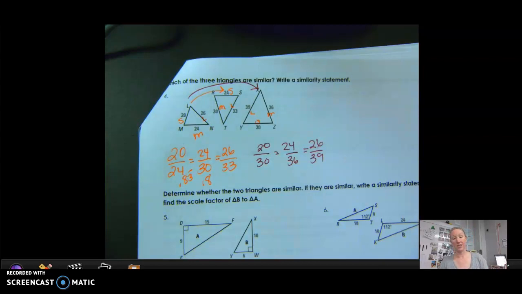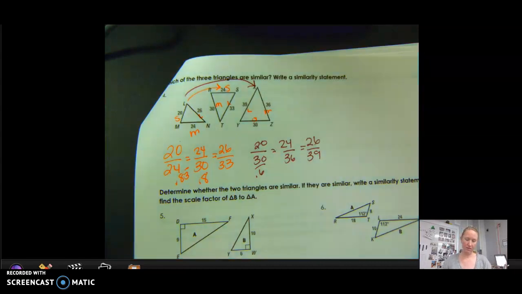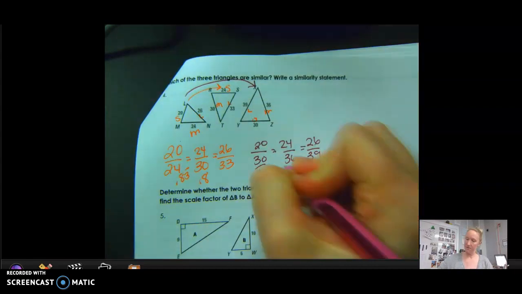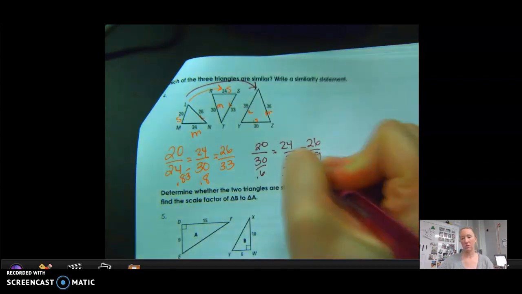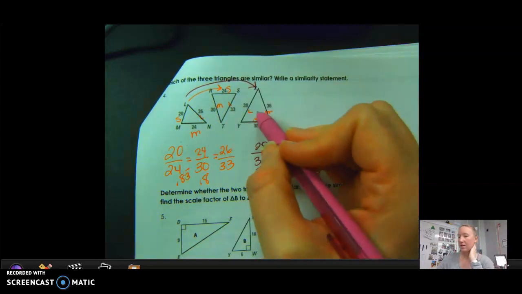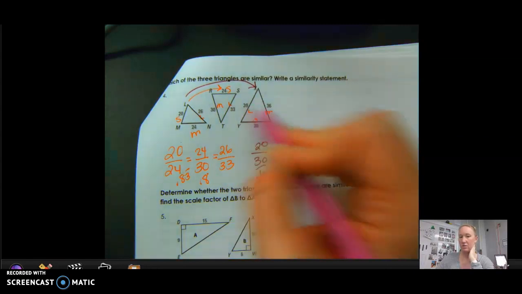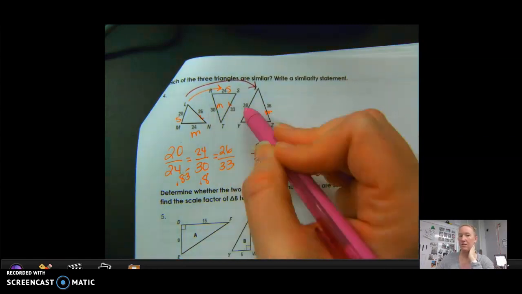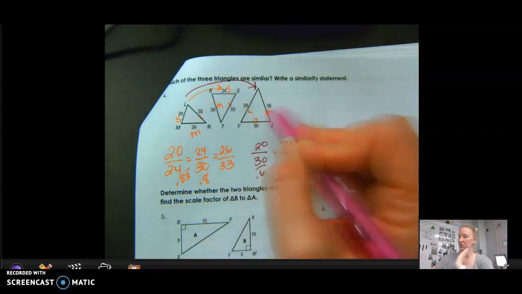If you reduce all those fractions down, I think you're going to get 2/3. So 0.6 repeating here. 24 divided by 36, 0.6 repeating here. And 26 divided by 39, 0.6 repeating here, which is 2/3 as a fraction, right? So that means that this triangle is similar to this triangle. This one and this one, I don't need to check to see if these two are similar. Because if these two were similar, that would mean that this one was also similar to the first guy, and it's not. So it's not going to be similar to this guy.